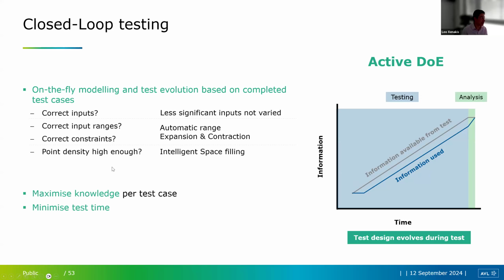Auto-generate new test cases and carry on the test until you've reached the targets that you were looking for. And this can be used, of course, to match between some desired output and the output you're actually getting from the simulation, but it can also be used, of course, for things like optimization.